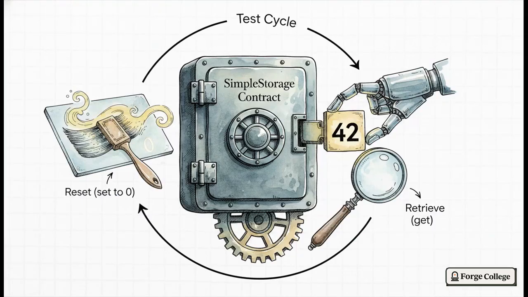Let's look at how this applies to a theoretical simple storage contract. Imagine a contract that just writes a value and reads it back. First, we set up our describe block, naming it simple storage.